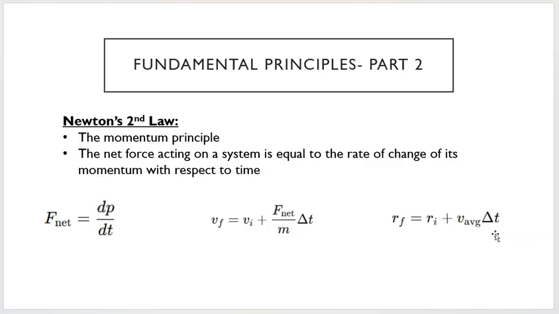Lastly is Newton's second law, which states that the net force acting on a system is equal to the rate of change of its momentum with respect to time. So Fnet is equal to dp/dt, and from this we can get the velocity and position update formulas, which we used in part 2 of this lab to update the moon and spaceship's positions and velocities.